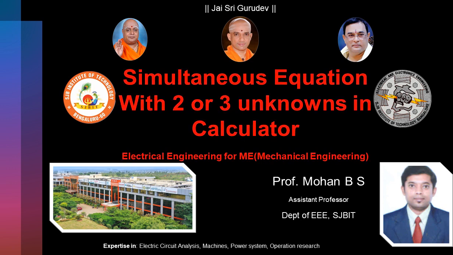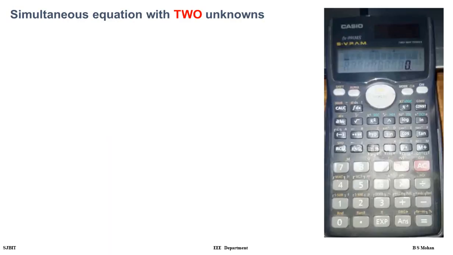So in this video, we'll see how a simultaneous equation with two or three unknowns is solved in a calculator. We are aware that simultaneous equations can be solved manually by different methods that we have learned in 10th or PUC. So we'll see how one can solve the same using calculators. In this way you can speed up your calculations.